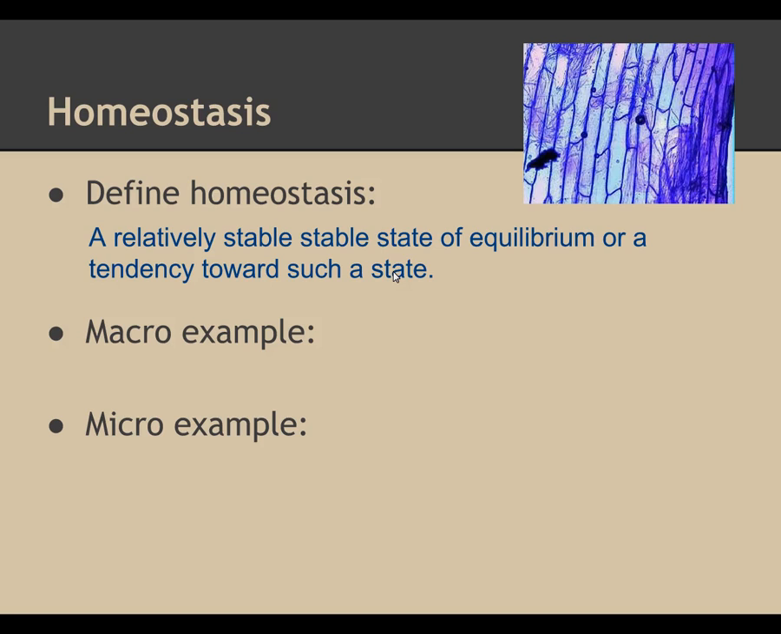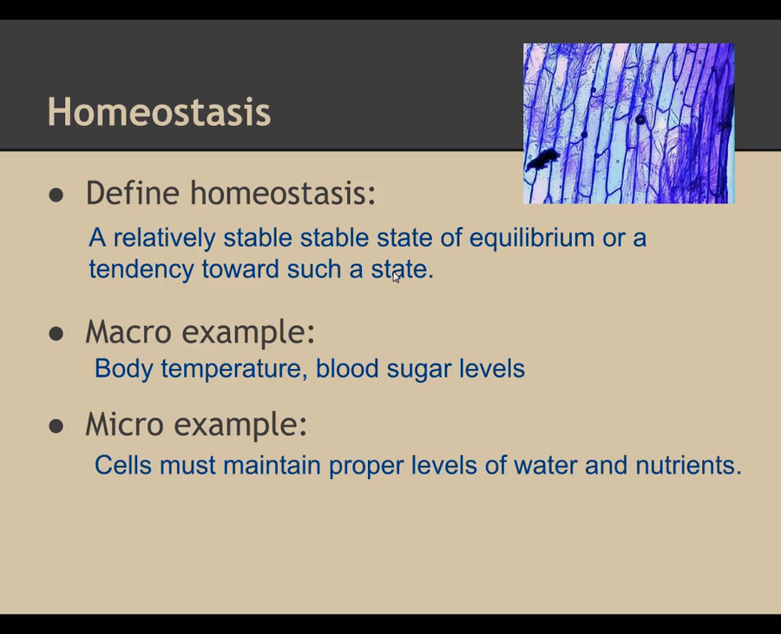A macro example, and macro meaning big, so on a large scale, our body temperature and our blood sugar levels are really good examples of homeostasis. Let's talk about on a cellular level, though, on a micro example. Cells have to maintain proper levels of water and nutrients, and it's vitally important that they do or they won't survive. If your cells don't survive, you don't survive. So maintaining equilibrium with the water and the nutrients that are inside and outside the cell is vitally important to our survival. And that's what we're going to talk about in this chapter.